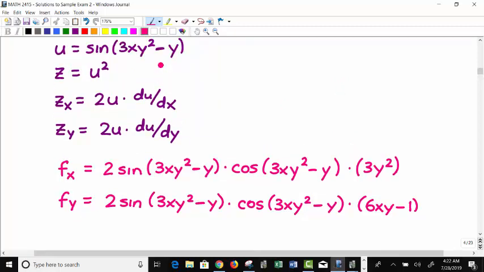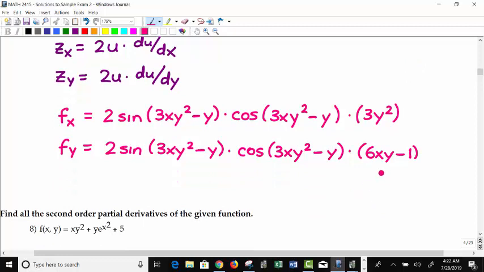So now we take this same sine of 3xy squared minus y with derivative with respect to y. So it's still going to be cosine of 3xy squared minus y, but now the only difference is the derivative of the inside, we're taking it with respect to y now. So the derivative of y squared would be 2y, which makes it 6xy, and then the derivative of minus y would be minus 1. And then just leave that big old mess right there. And that would be the answers for those two partial derivatives.